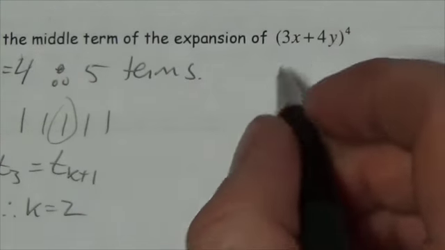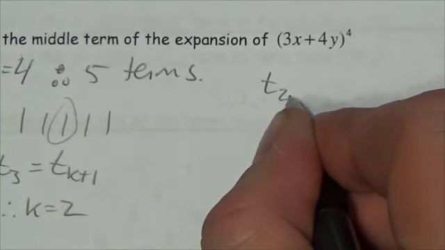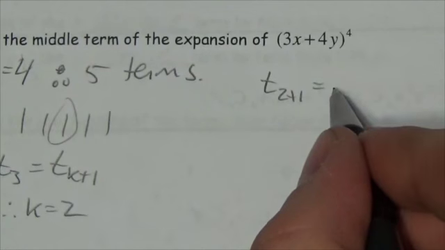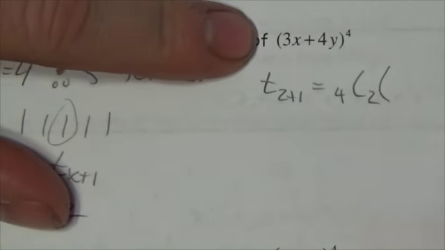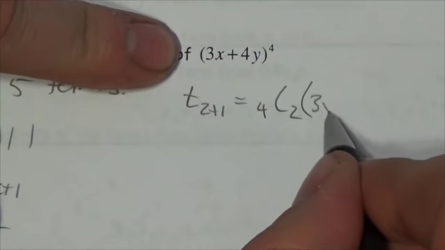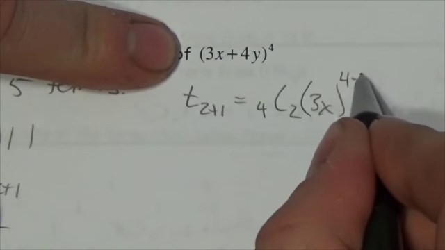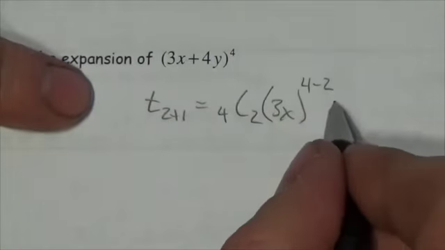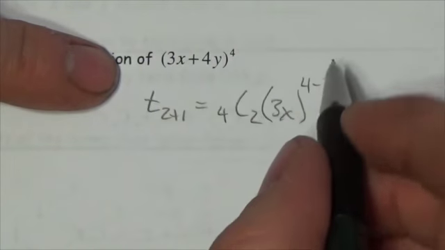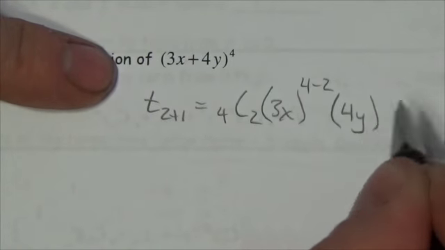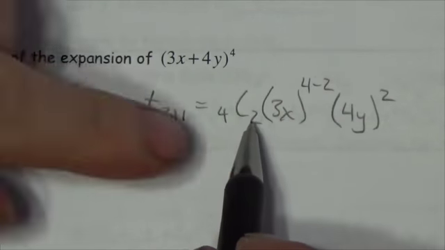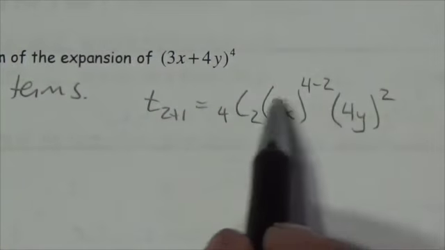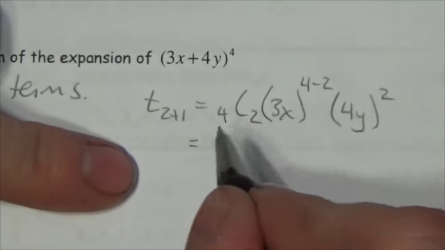So now we can go to our expression here. T sub 2 plus 1 is going to equal 4 choose 2. Instead of x, I've got 3x, so this becomes 3x to the 4 minus 2. And then instead of just y, it's 4y, so this becomes 4y to the 2, squared there. So there again, 2 is my k value, 4 is my n value.